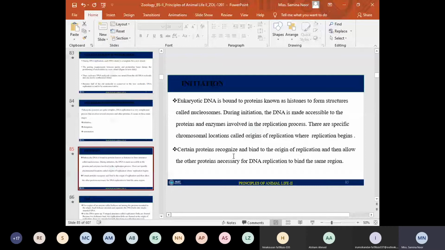Is there any issue? मैम आपकी आवाज क्लियर नहीं आ रही है. Okay.